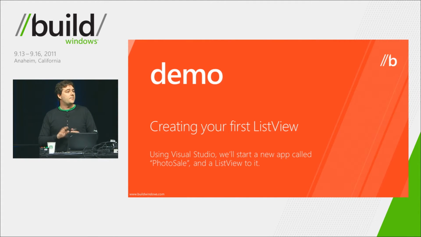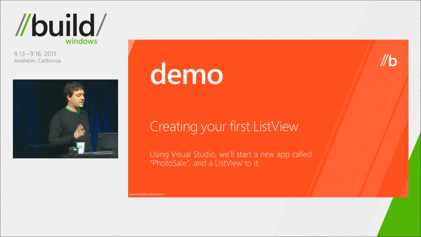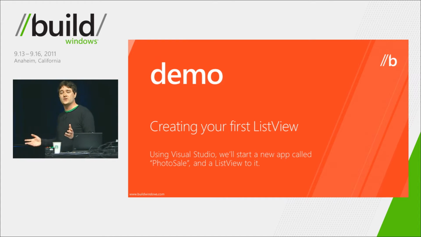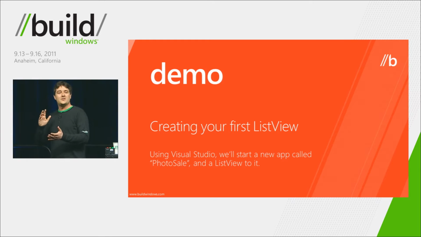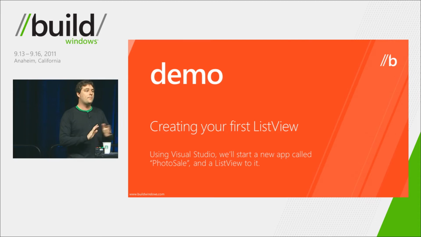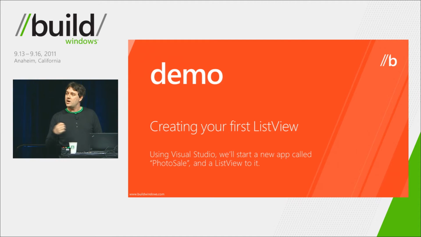So I want to jump into code. I want to show you guys how to create your first ever list view. I'm going to go step by step and really talk through it. And I'm going to do a little bit of role playing here. I'm going to pretend that I'm a photographer, which is hilarious because I'm terrible at photography. And I am going to create a new application from scratch called Photo Sale. And the whole purpose of this application is that I want to go and sell some photos that I took. Very simple. We're going to go and create our first list view.